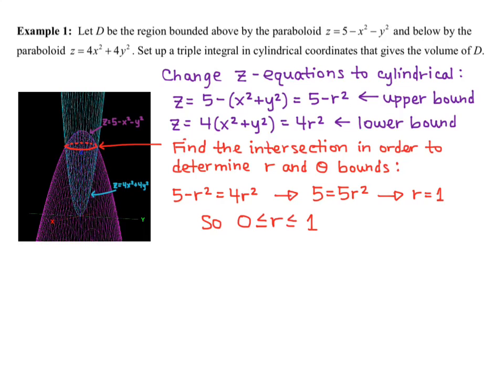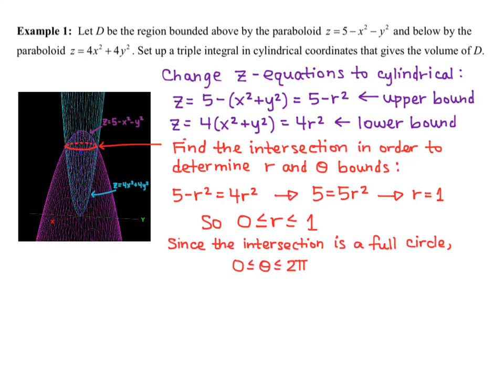Last set of bounds I need are my theta bounds. Now if I projected that intersection down into the xy plane, I would get a full circle. And so my theta is going to range all the way from 0 to 2 pi. Since the intersection is a full circle, 0 is less than or equal to theta, less than or equal to 2 pi.